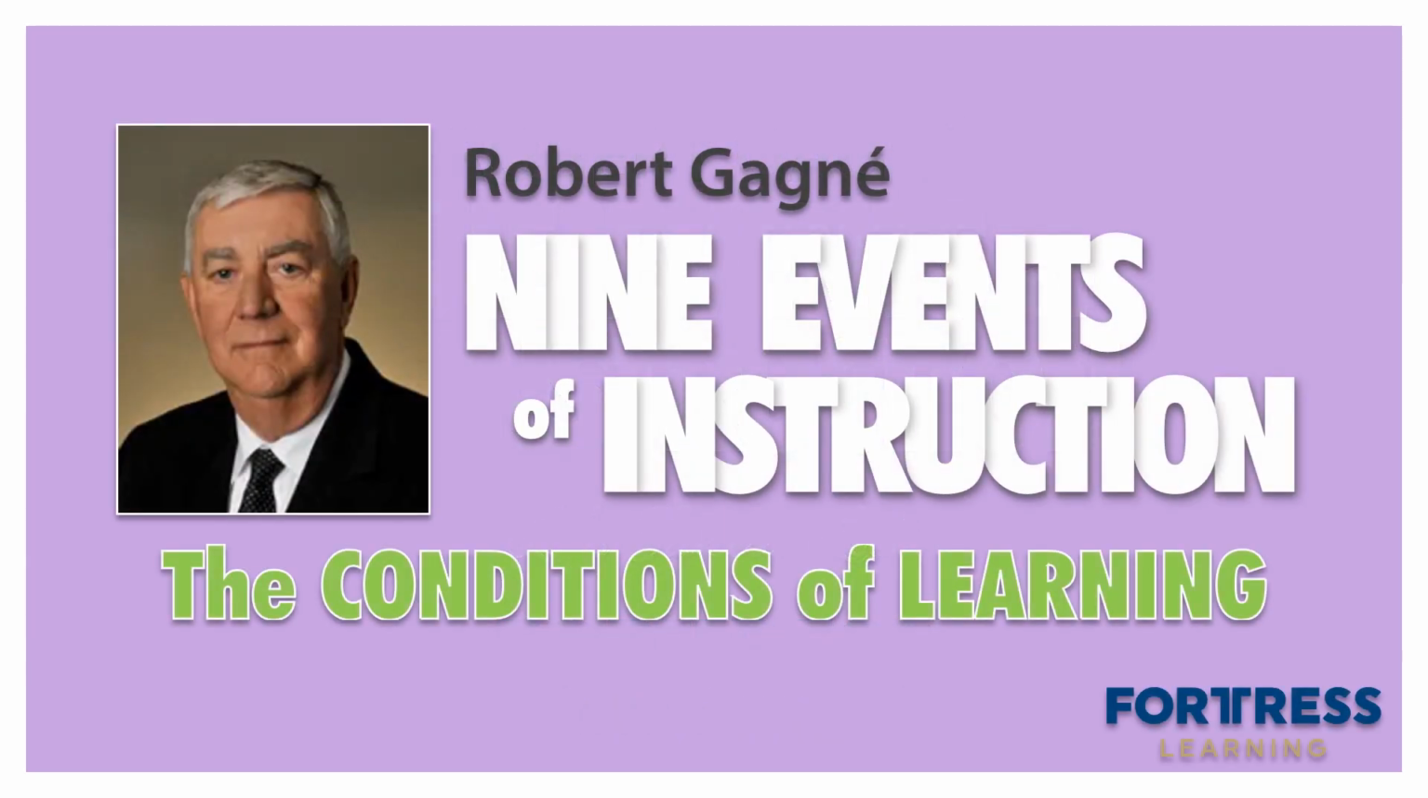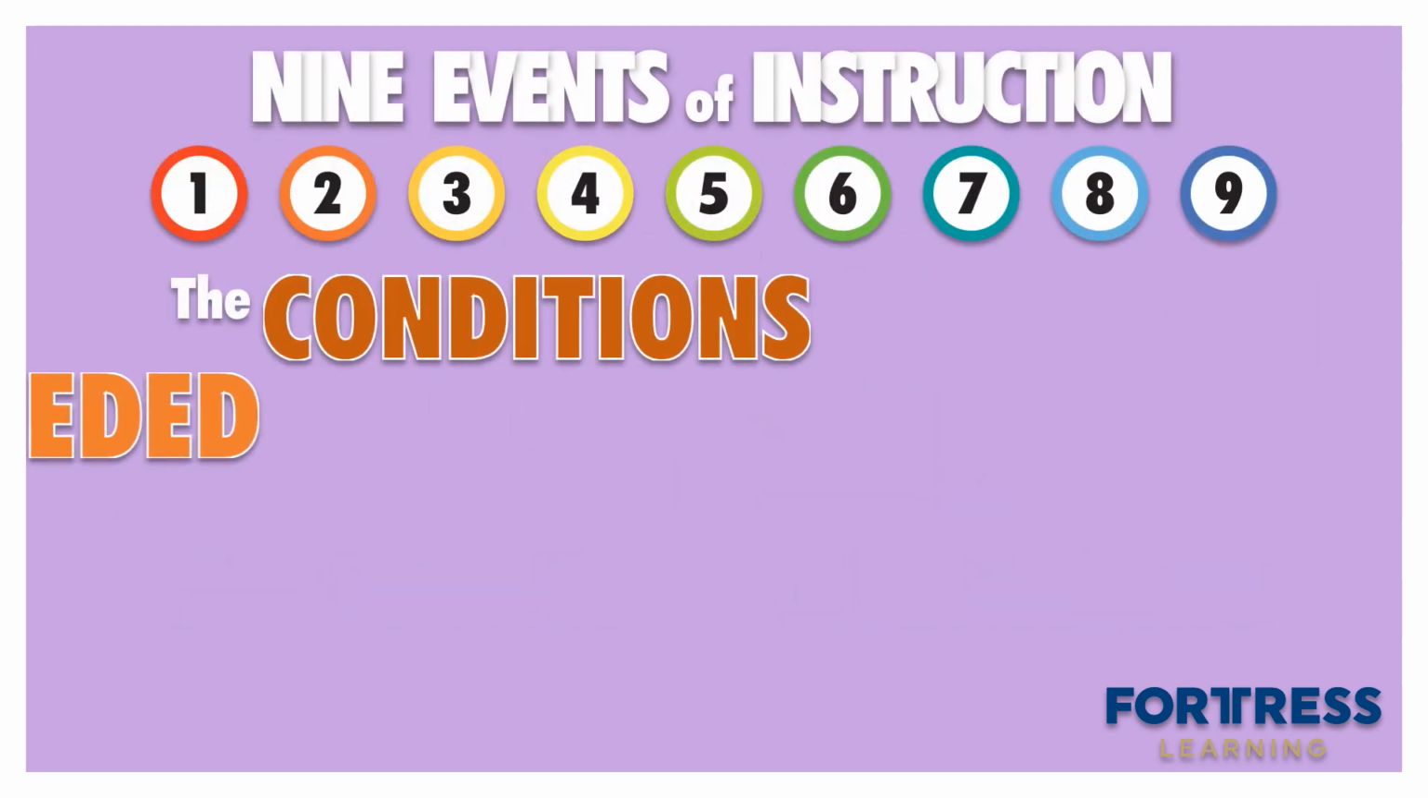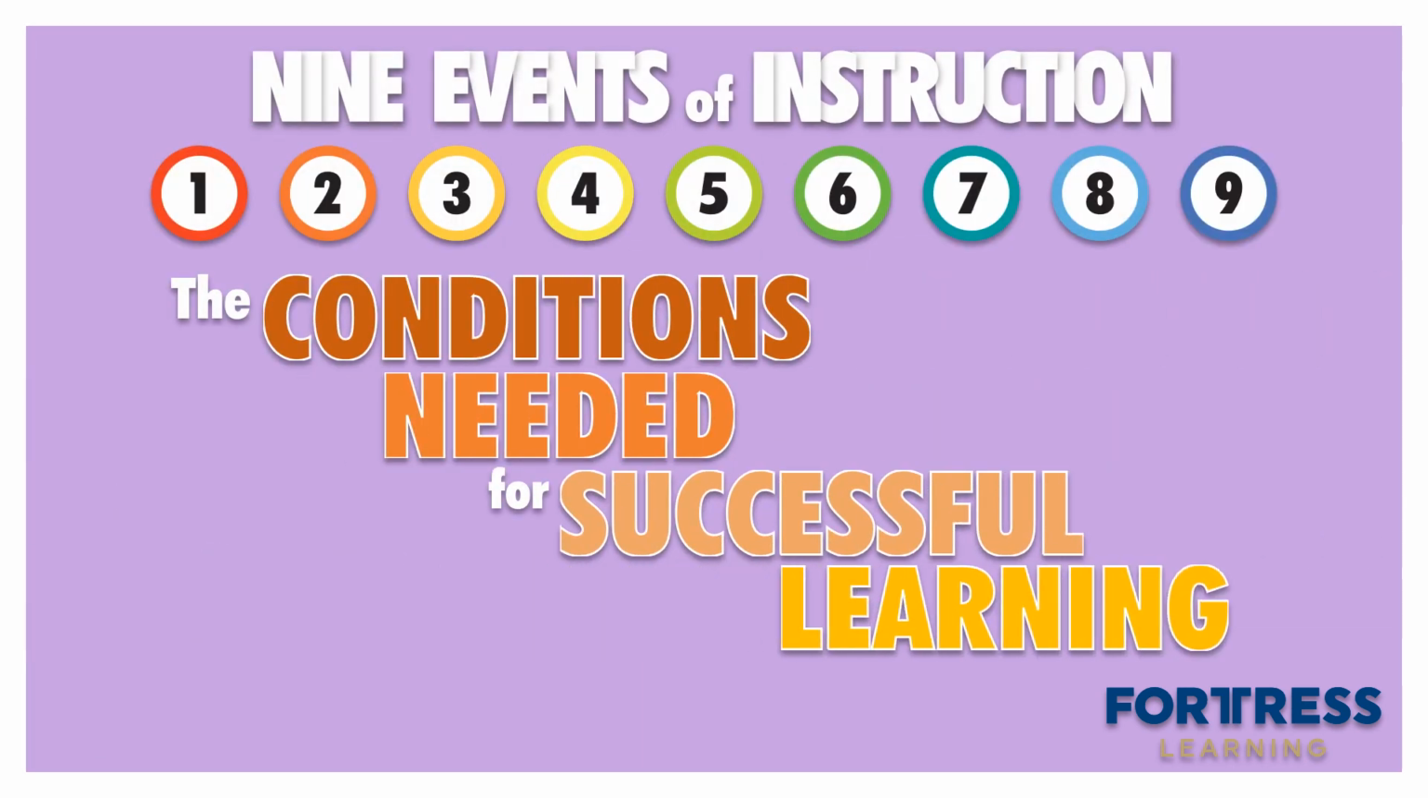Back in 1965, Robert Gagne presented 9 events of instruction in his book titled The Conditions of Learning. These 9 events of instruction remain widely recognised to this day. These 9 events relate to the conditions needed for successful learning to take place and the phases that learners go through during the learning process.